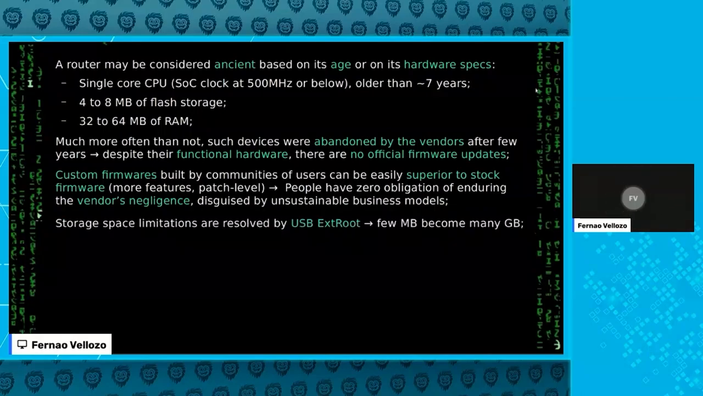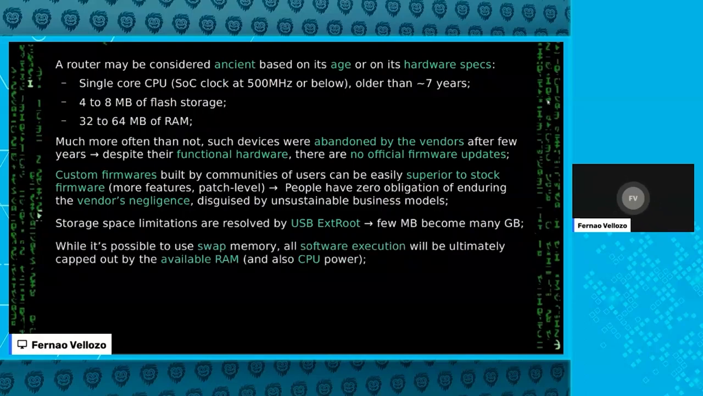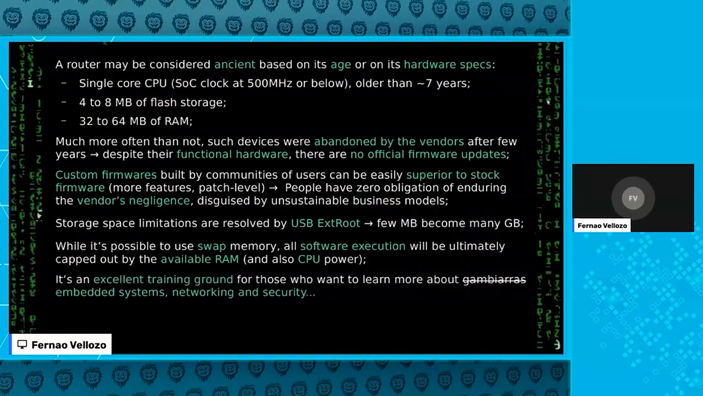So for this storage space limitation, our first gambiarra is using the USB port to place both the system and to share network storage. When we have a few megabytes of storage, we can turn it into many gigabytes of storage just by flipping the right switches on the USB port. If you can use a USB device, we can also use swap memory. But it must be remembered that swap is much slower than regular RAM, so all software execution will be capped by the availability of RAM. We can avoid, for example, episodes of running out of memory, the OOM, but there's not much beyond that.